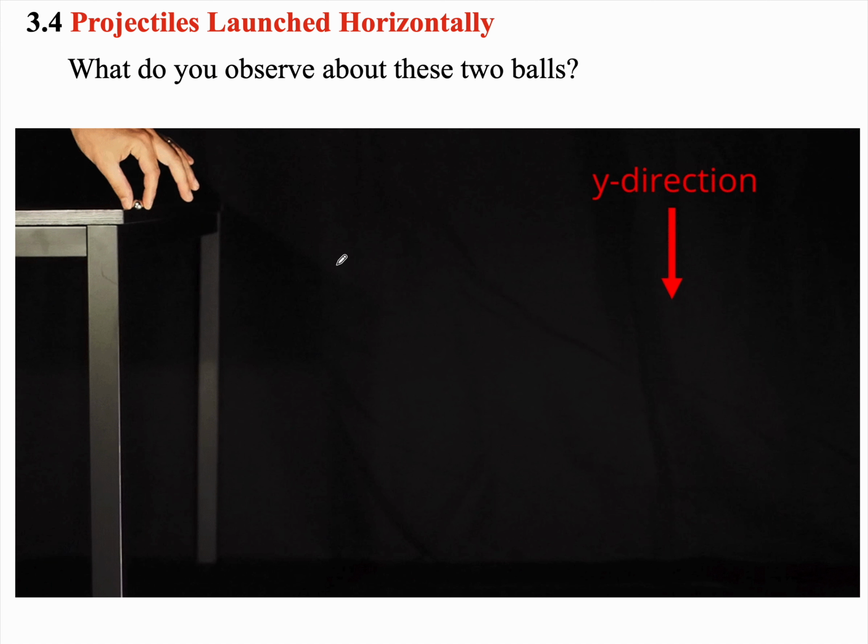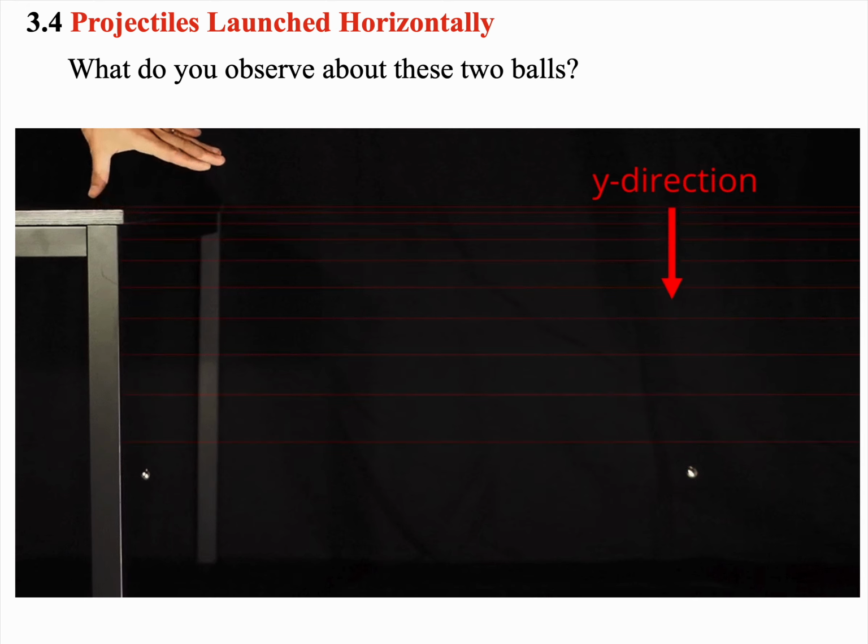Take a look at this. If you drop a ball at the same time that a marble is shot horizontally off a tabletop, notice the distance that it falls each moment. You'll notice that the ball that was shot horizontally still falls at exactly the same rate.